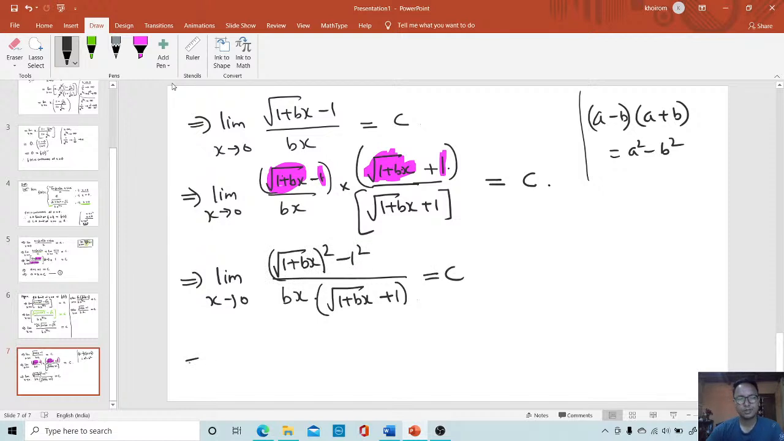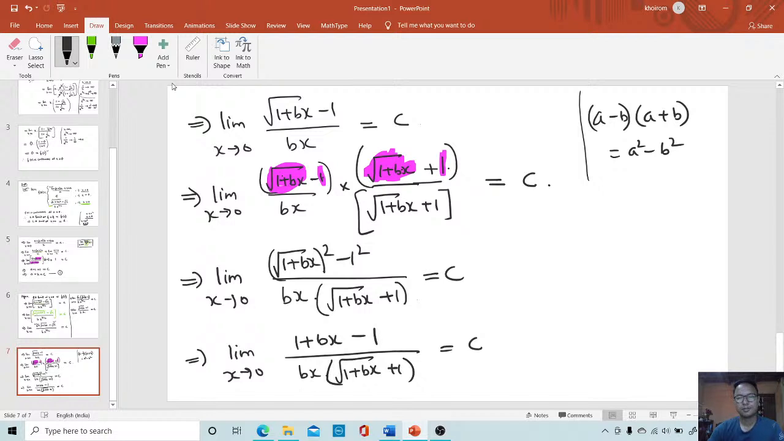Is that okay? So this implies the limit as x tends to 0 of b x times the square root of 1 plus bx plus 1. Then in the numerator it will be 1 plus bx minus 1. So 1 and 1 will be cancelled out, right?